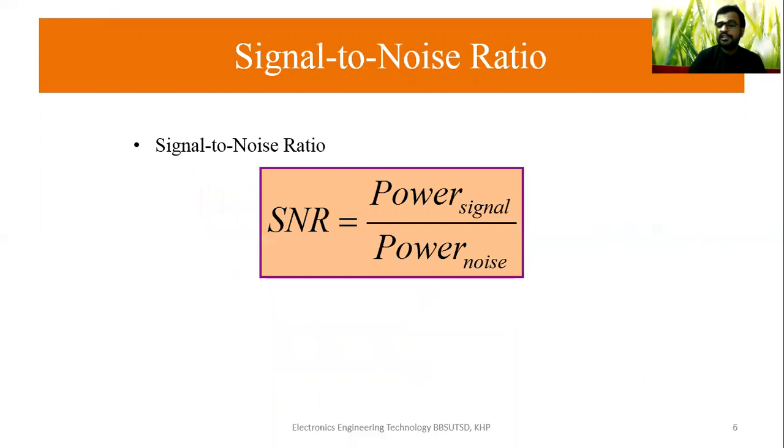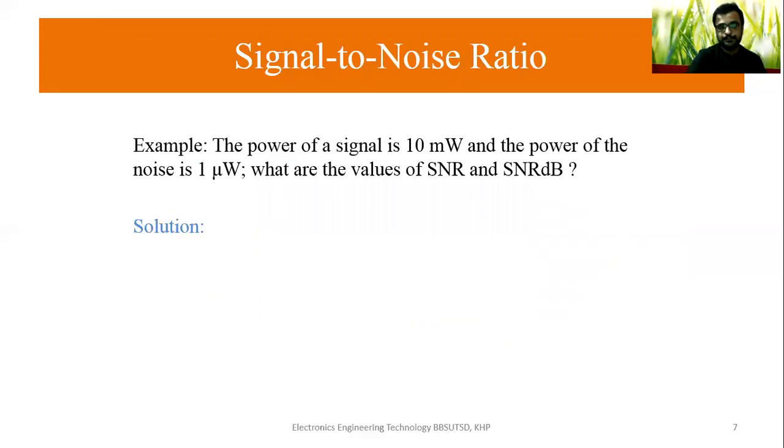Now there is an important quantity, the signal to noise ratio. It is important for communication, and SNR means signal to noise ratio. It is the power of the signal divided by the power of the noise, where the power of the signal means the signal which we want to transmit. Through this formula we can calculate the signal to noise ratio.